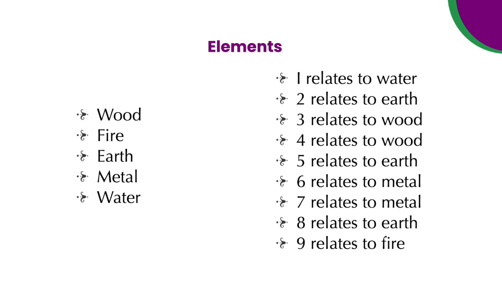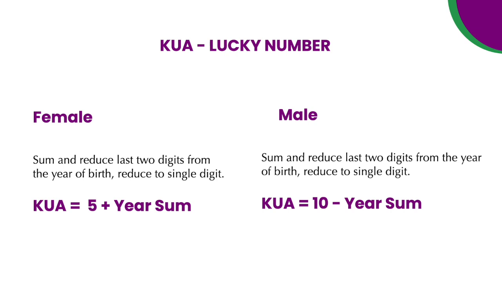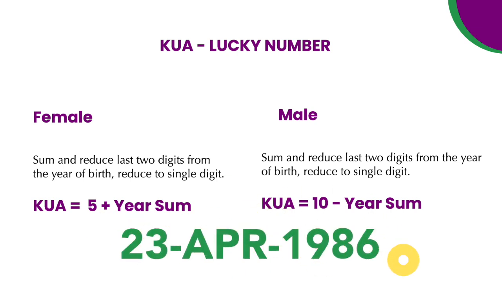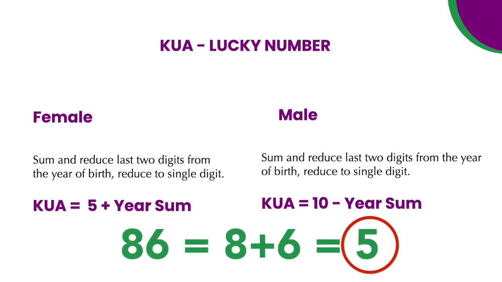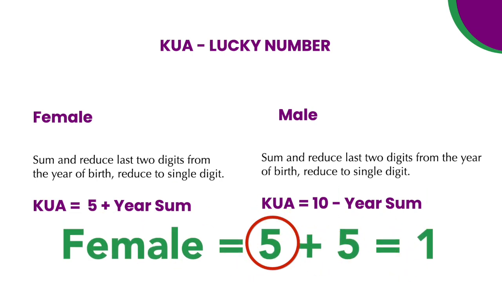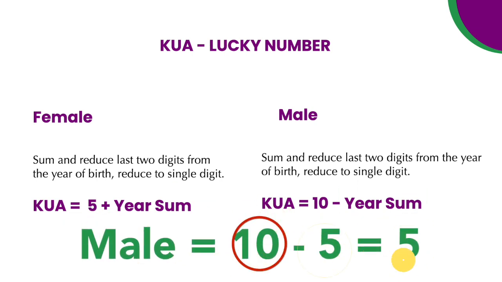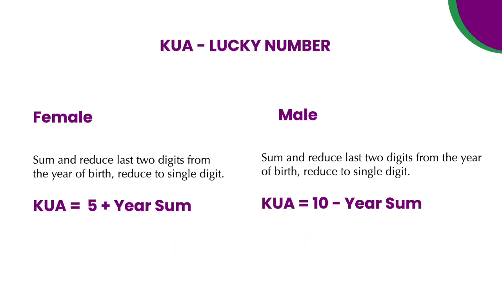Let's calculate your lucky number, the most important number in your life. Lucky number, also called the Kua number, not the century. Consider whether the individual is male or female. Take the last 2 digits of your year of birth and add them. If the result is more than 10, reduce it to a single digit. For males, subtract from 10, and for females, add 5. The answer is your Kua number.